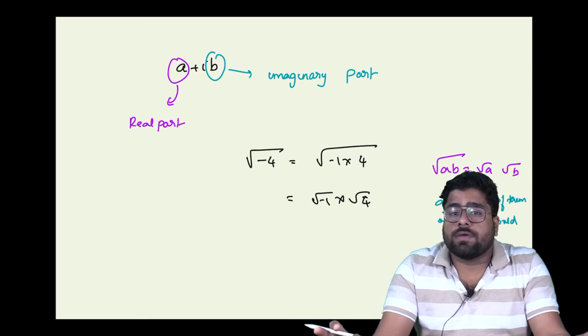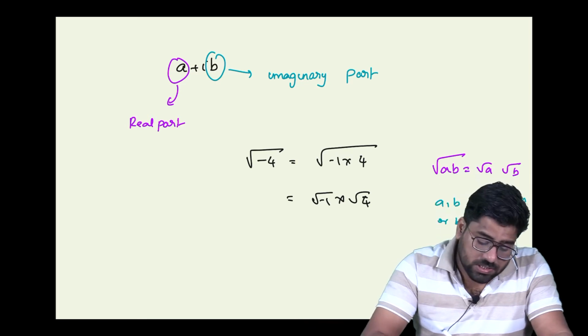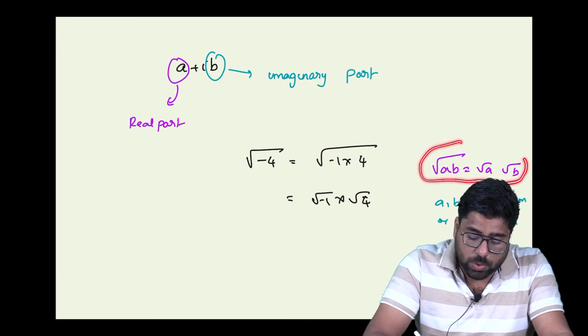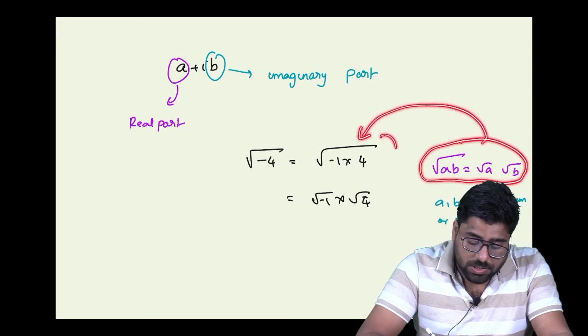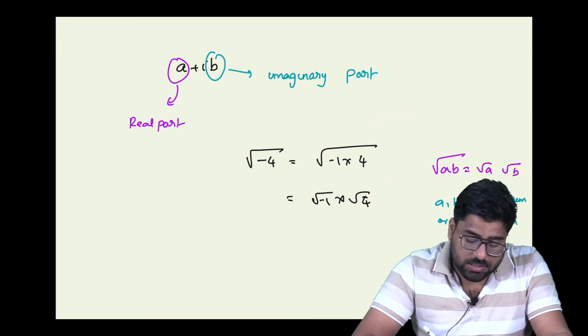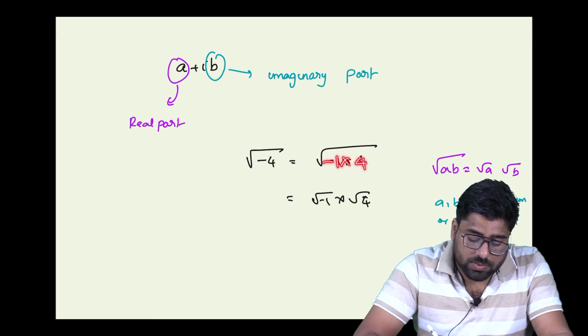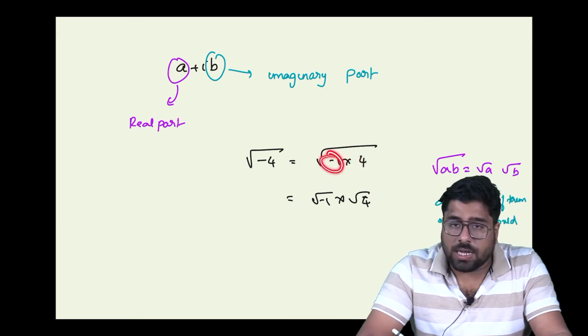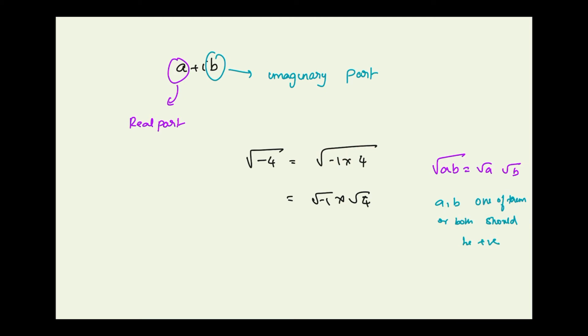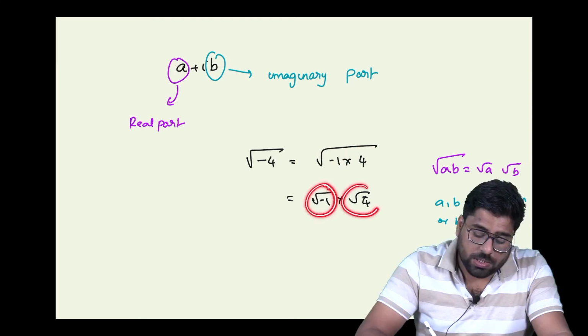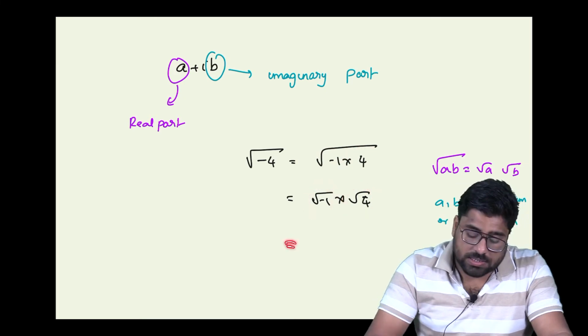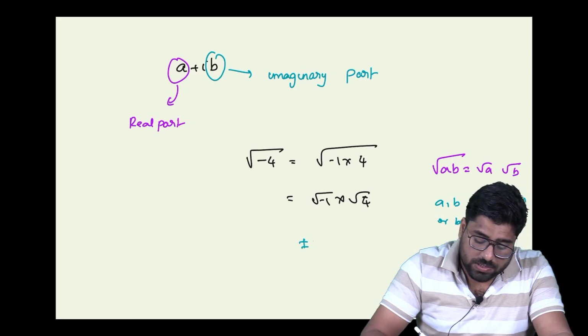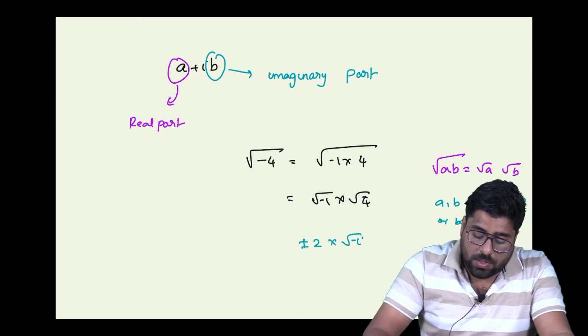But if both are negative, then it is not acceptable. So this is the fundamental rule that was used in order to write this equation into this form. When I write root of minus 1 into 4, you can see that this is a negative number, this is a positive number. So I can write it as root of minus 1 into root of 4, and I can say that the answer is equal to plus or minus 2 into square root of minus 1.